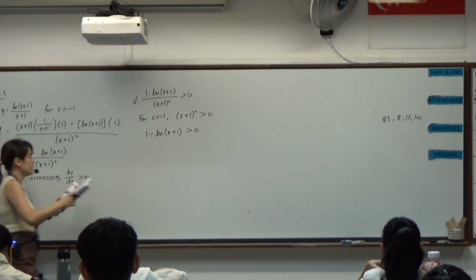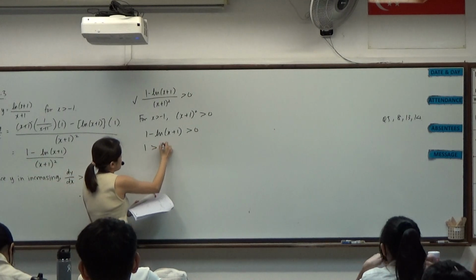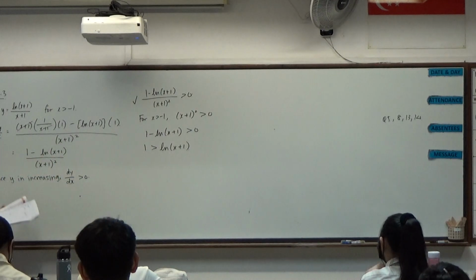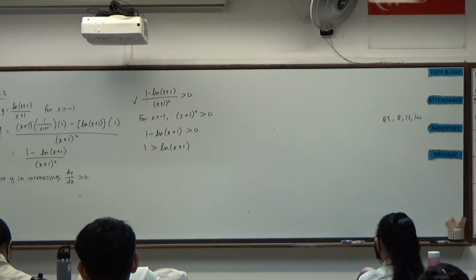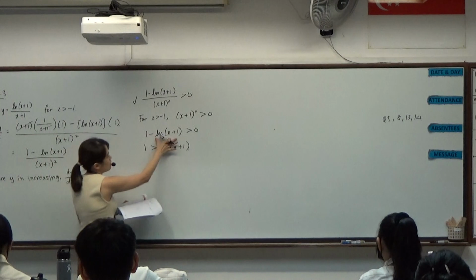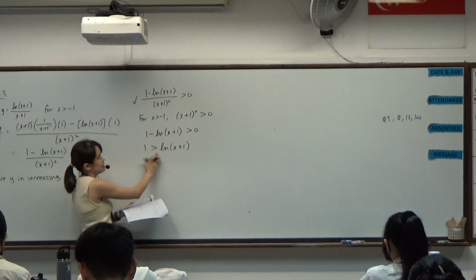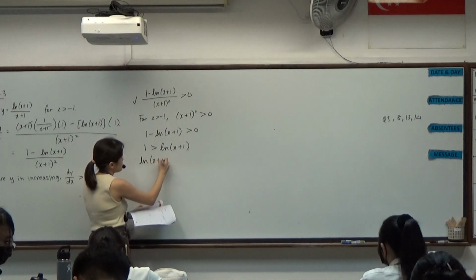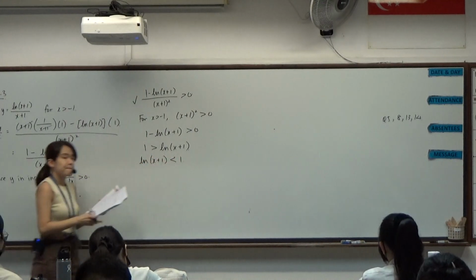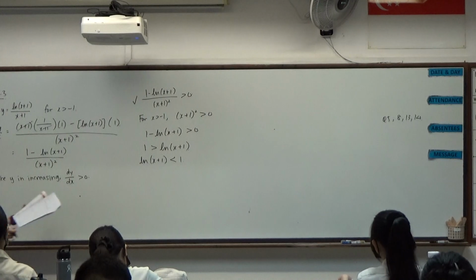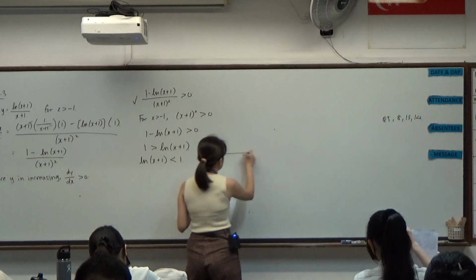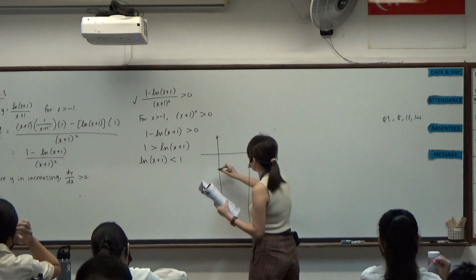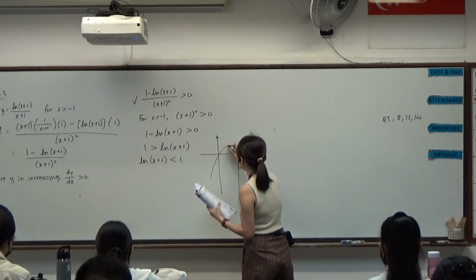In other words, as I mentioned before, we cannot actually do logarithm on both sides of an inequality. So when I shift this ln to the right side, I will see that 1 is more than ln(x+1). In other words, ln(x+1) is less than 1. Then we have to rely on our graph of ln(x+1). And our ln(x+1) would be a graph that looks like this.